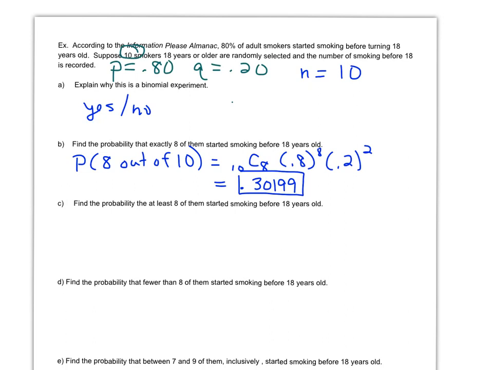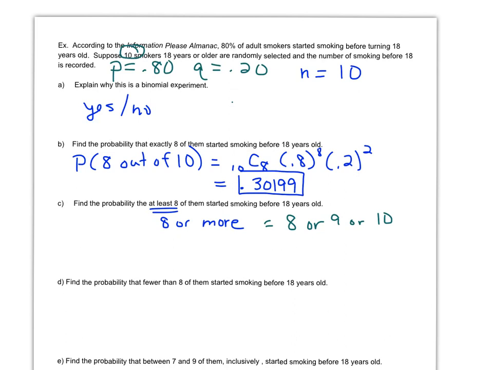So this C is a little trickier. It says, what's the probability that at least 8 of them started smoking before 18? Now if you think of what the word at least means, it means 8 or more. Since this is a discrete distribution out of 10, that does limit how many we have. So 8 or more is going to be 8 or 9 or 10.